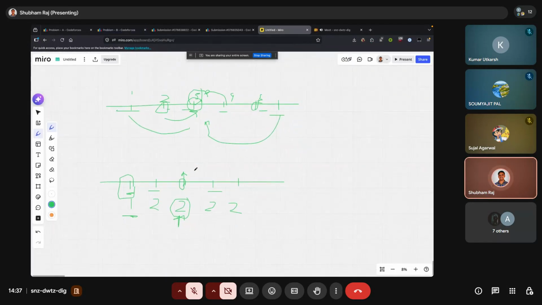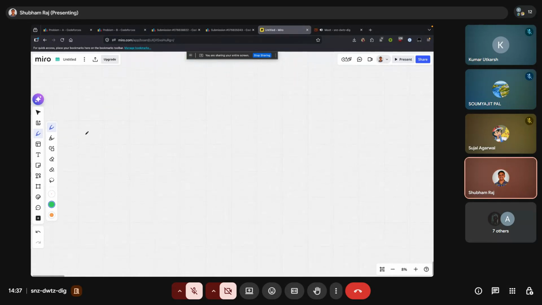So the question is, we are given a cake with some indexes given with some height. Suppose the first index is given with height 2, the second is given with height 3.